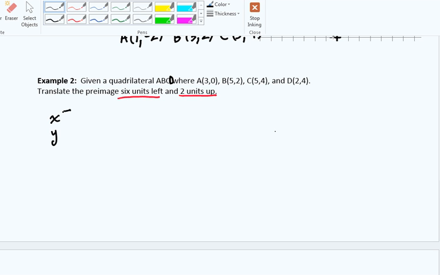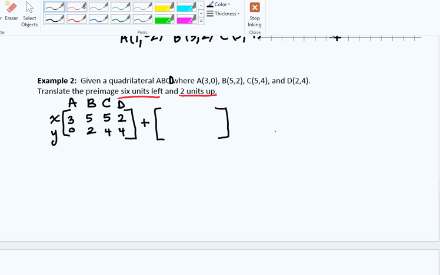We should have an X and a Y. A is 3, 0. B is 5, 2. C is 5, 4. And D is 2, 4. And if I'm going to shift this, I'm going to make some addition and subtraction. It needs to be the same size, so we're talking about 2 rows and 4 columns.